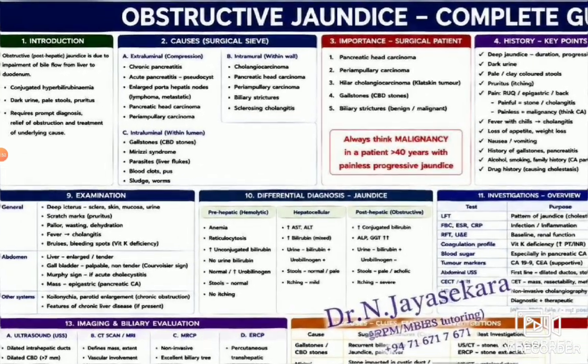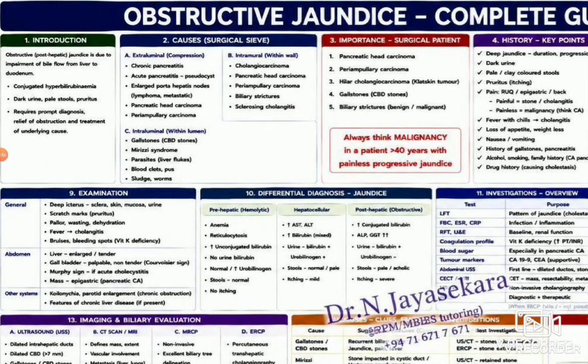Now we'll go for the causes. Students panic trying to memorize the causes. Don't memorize randomly. Think anatomically: extraluminal causes, intraluminal causes, and intramural causes. Extraluminal causes: things outside the duct can compress it, for example pancreatic head carcinoma, enlarged lymph nodes, periampullary carcinoma. Remember, the common bile duct passes through the pancreatic head, so pancreatic head tumors commonly cause obstructive jaundice.